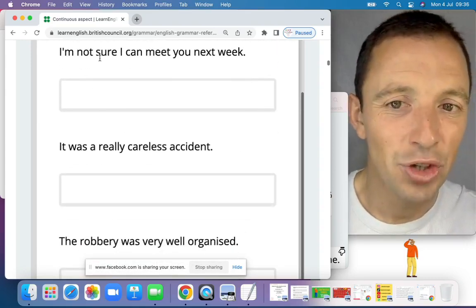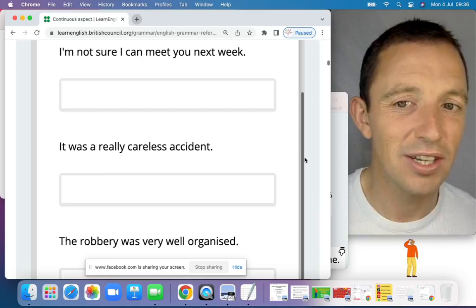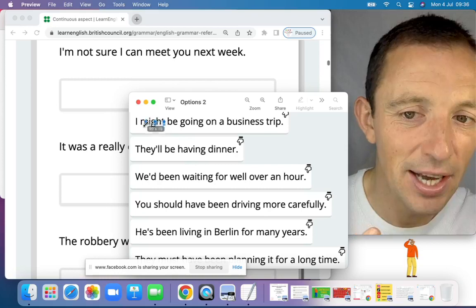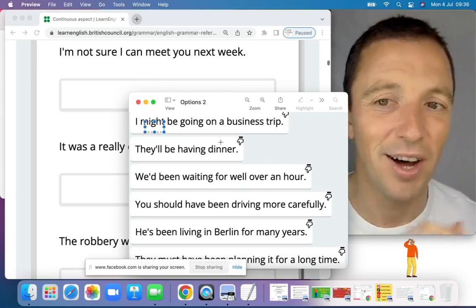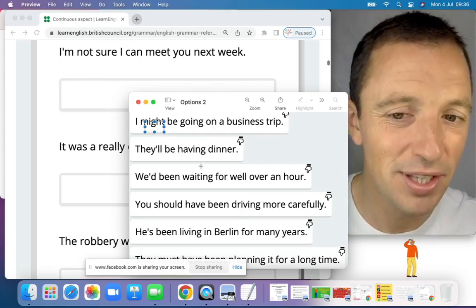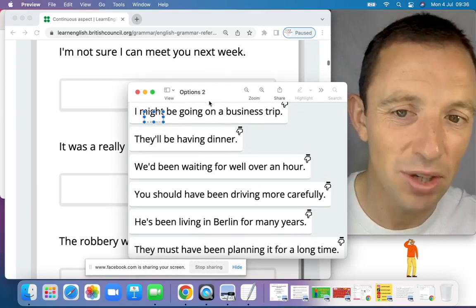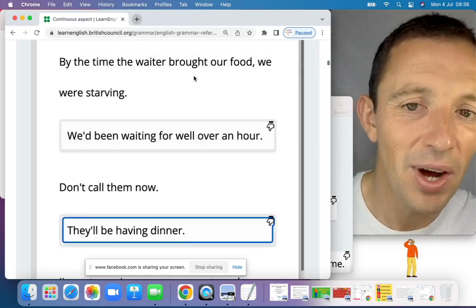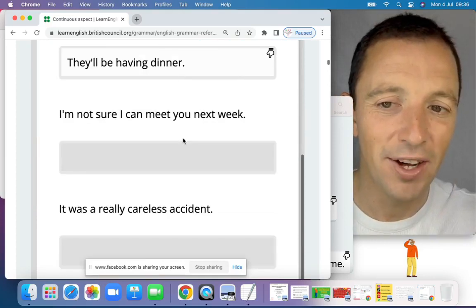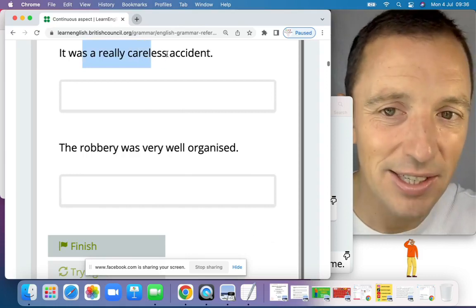Next: I am not sure I can meet you next week. I have a doubt. It's uncertain if I can meet you next week. Because of the possibility, I might be going on a business trip. So I'm not sure if I can meet you next week. That fits and matches perfectly. The other options, dinner, waiting, driving, Berlin, planning, no. So the first one is definitely the possibility that you may, you could, you might be going on a business trip next week.